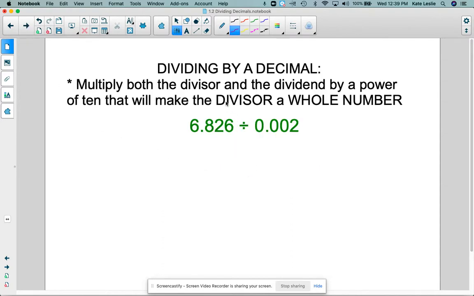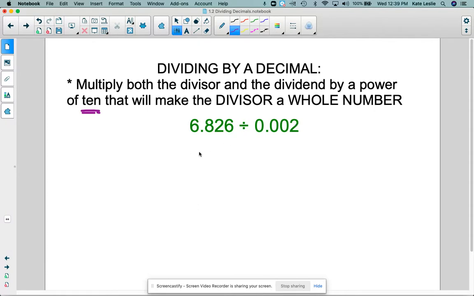So the first thing you need to know is when we're dividing a decimal by another decimal, we're going to multiply both the divisor and the dividend by a power of 10. When we multiply by a power of 10, essentially all we're doing is moving the decimal point. This sounds very complicated and confusing, so let's go ahead and practice using this example below.